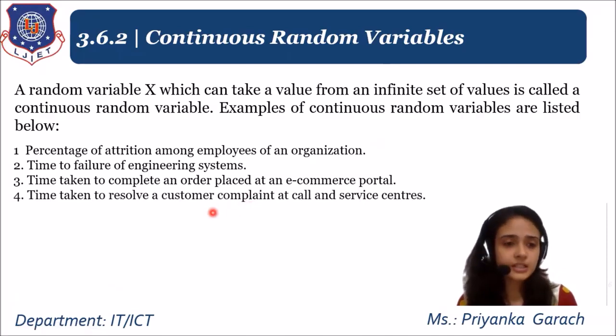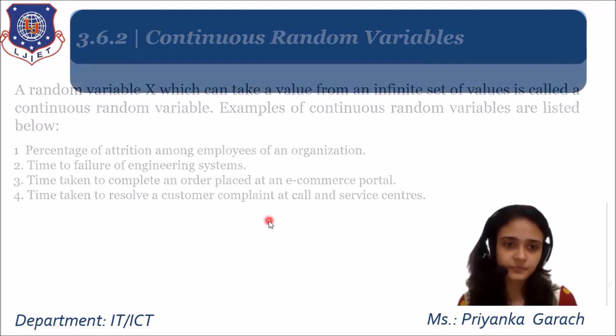The fourth example is the time taken to resolve a customer complaint at a call or service center. If the customer complaint has not been resolved, then the time taken will be infinite for that particular customer complaint to get resolved. So these are examples of continuous random variables.